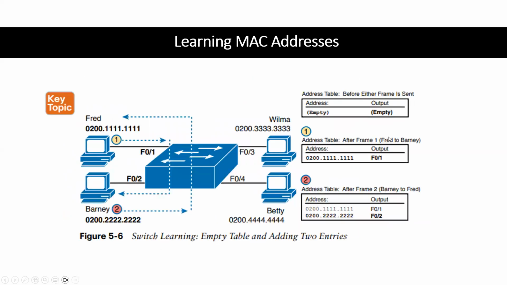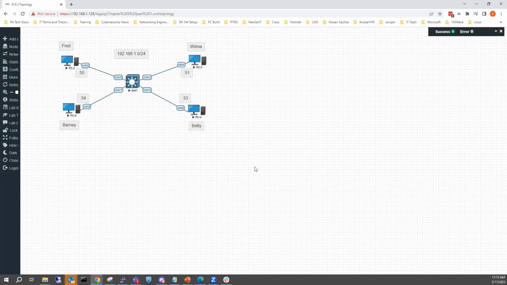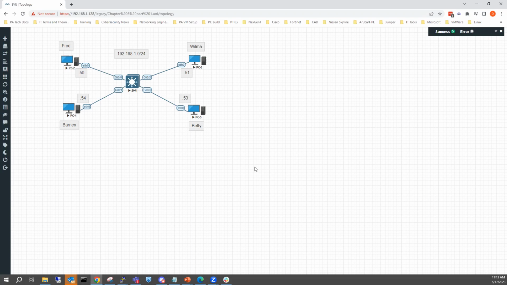But what happens when a switch doesn't know where to send that frame? Let me talk through it a little. If we go to our lab, we have .50, .51, .54, and .53 on the 192.168.1.0/24 network. What happens to that frame from a layer 2 standpoint? We'll talk about what happens at layer 3 later, but what happens at layer 2 if the switch doesn't know where to send it?